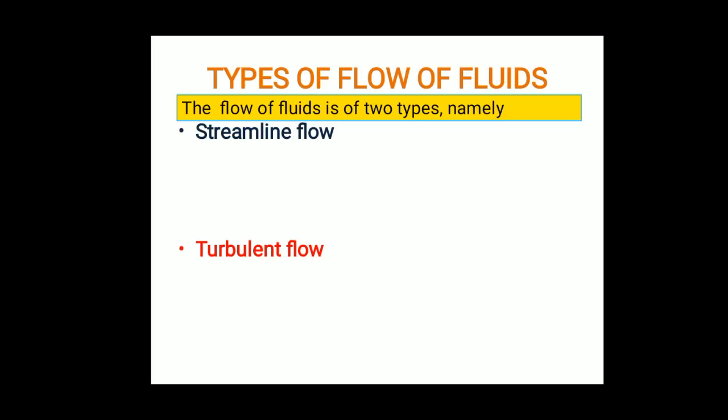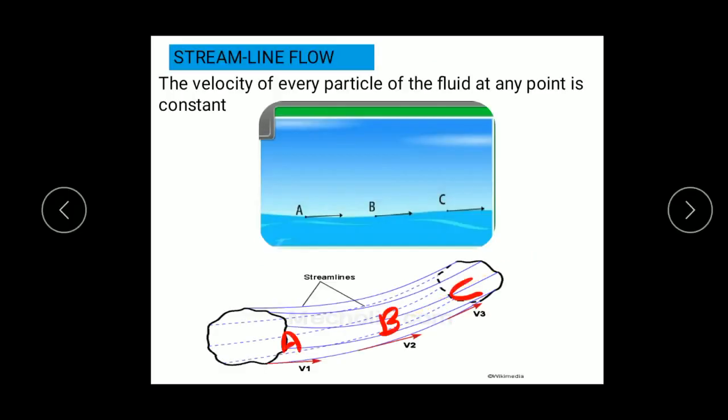So we have the two types of flow of liquids here: one is streamline flow and the other is turbulent flow. Let us discuss in detail their characteristics and their differences. So what is meant by a streamline flow? When the flow of fluid is such that the velocity of every particle of the fluid at any point is constant, then the flow is called the streamline flow, or it is also called the steady flow.